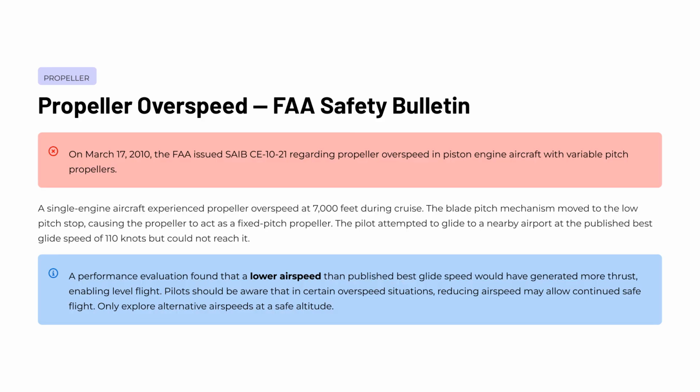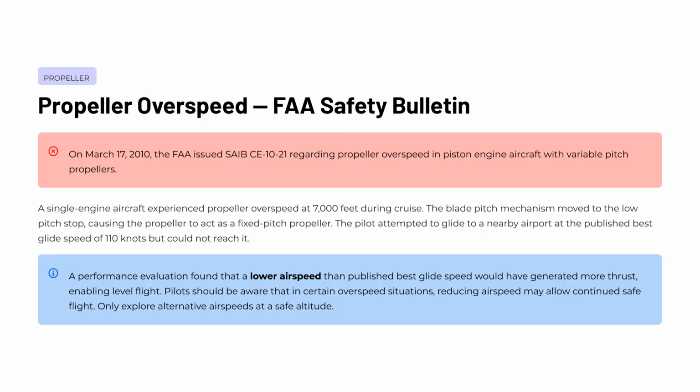In the incident described, a single-engine aircraft experienced a propeller overspeed at 7,000 feet during cruise flight. The blade pitch mechanism failed to the low pitch stop, which effectively caused the propeller to behave like a fixed-pitch propeller. The pilot, following standard training, established best glide speed at 110 knots, but was unable to reach the nearest airport. Here is the key takeaway from the subsequent performance evaluation.